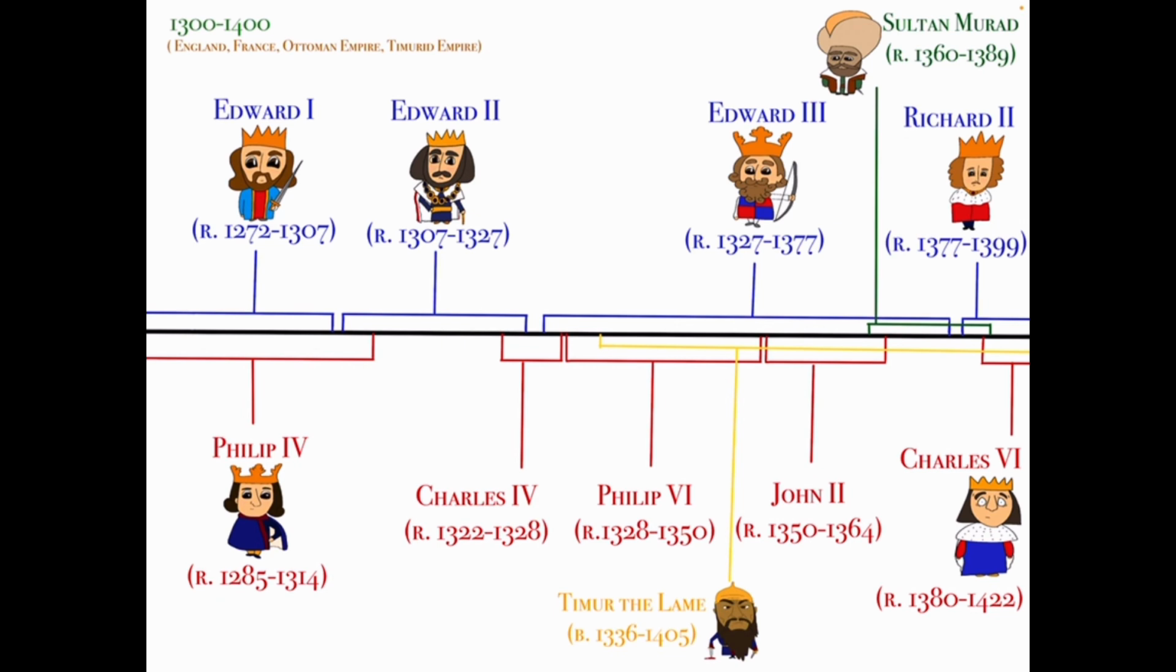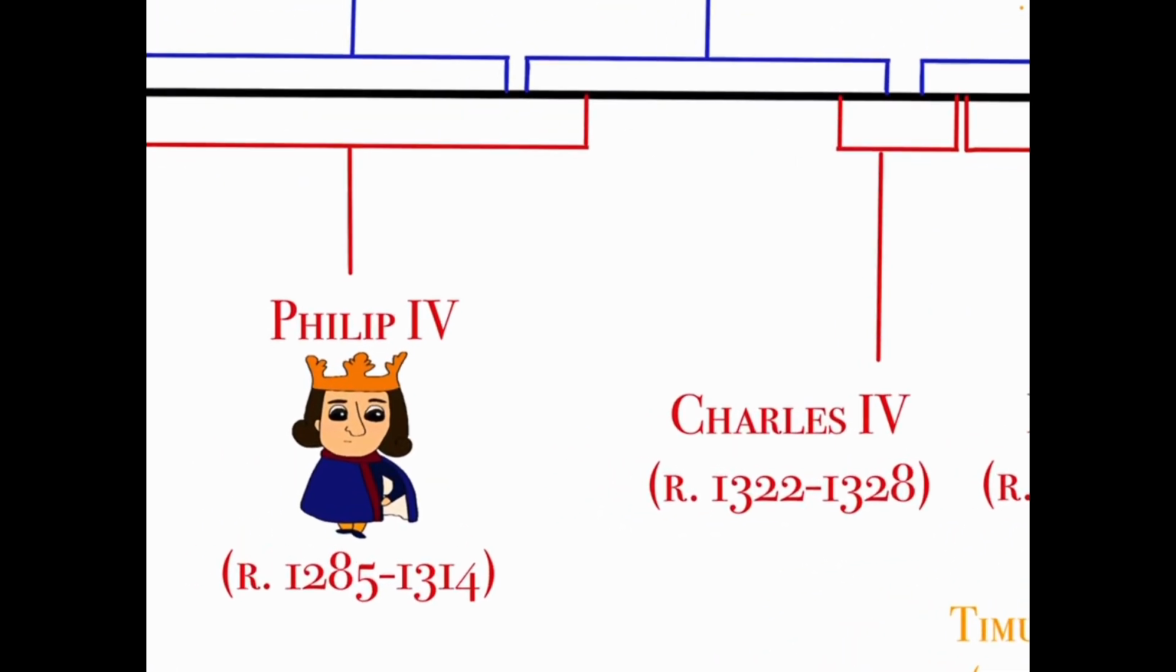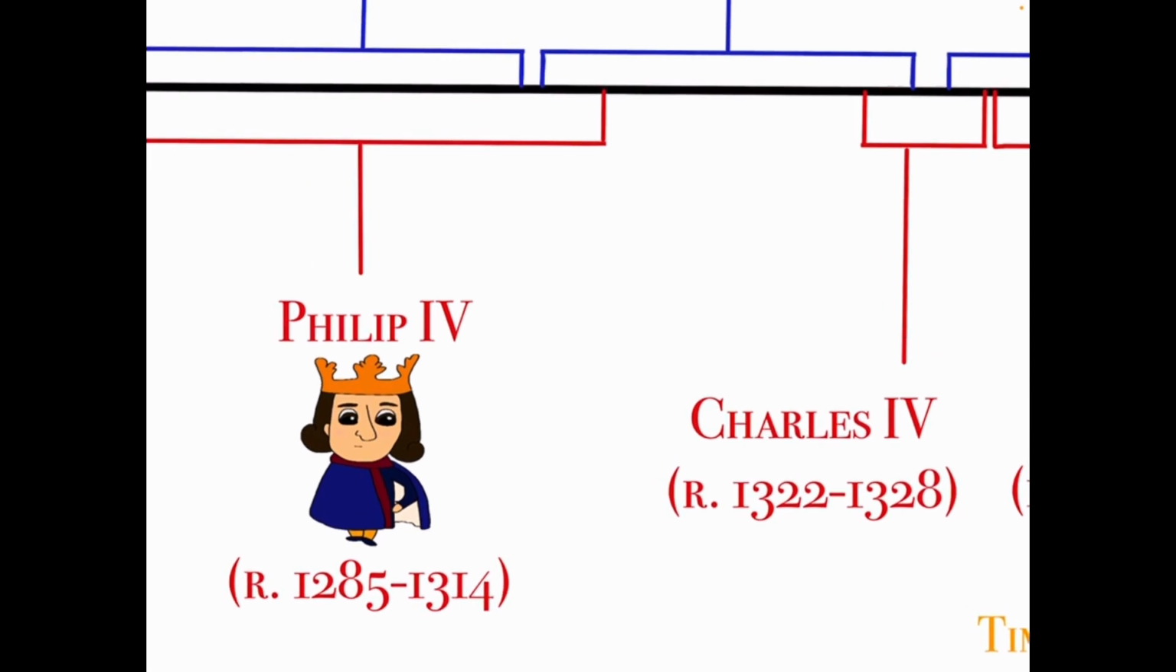The first ruler is Philip IV. Philip IV started ruling in 1285. They called him Philip the Fair because of him being handsome. Philip is known for his struggle with the Roman Catholic Church and consolidating royal power.